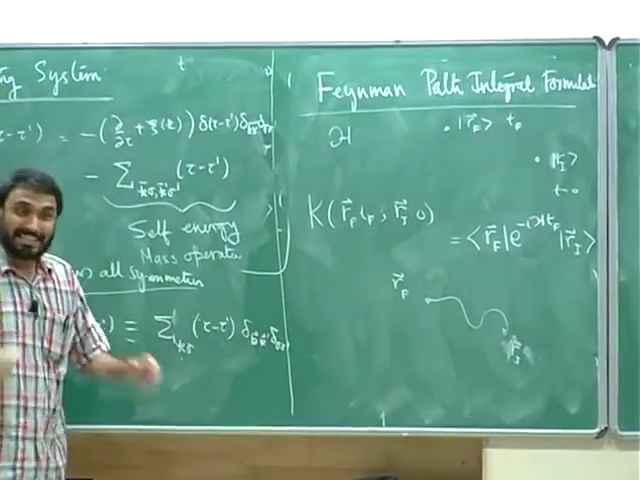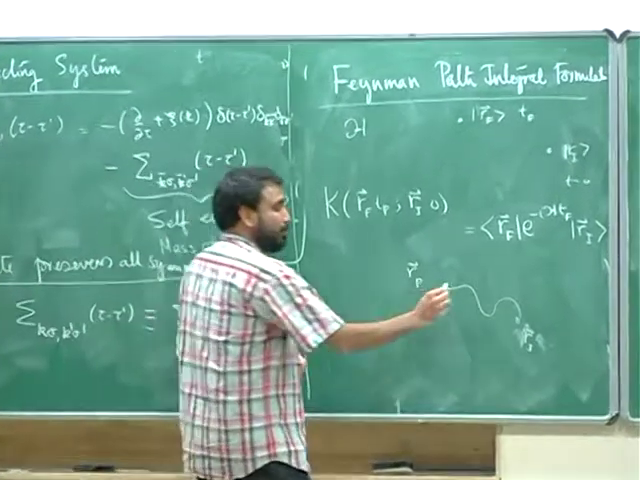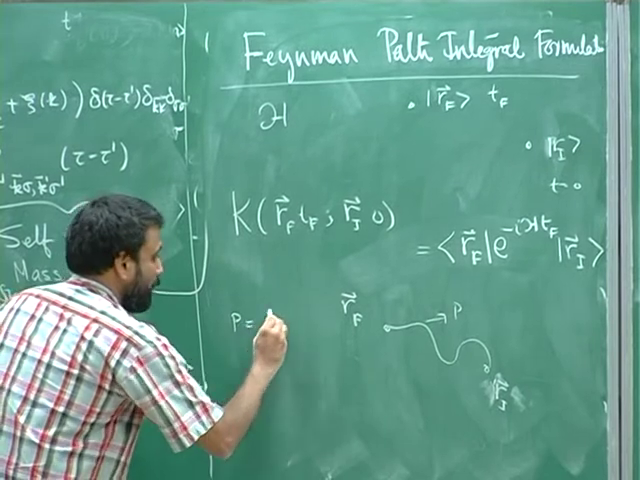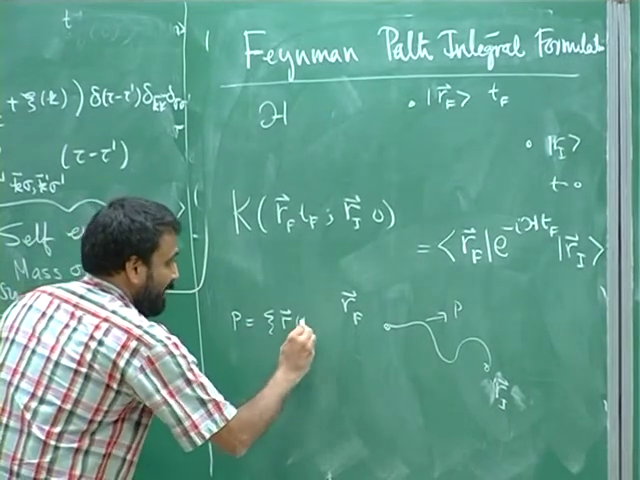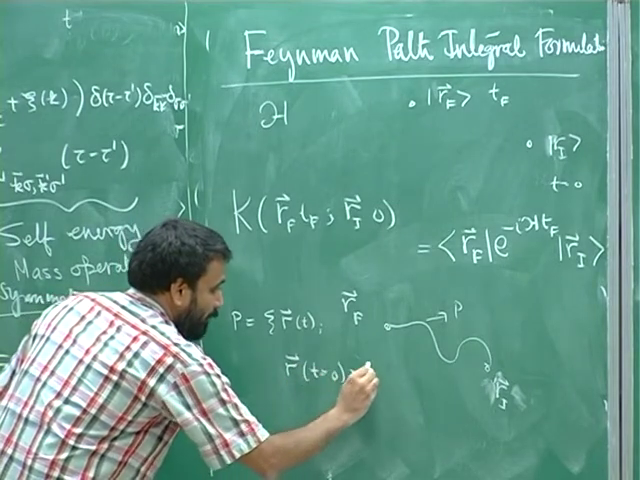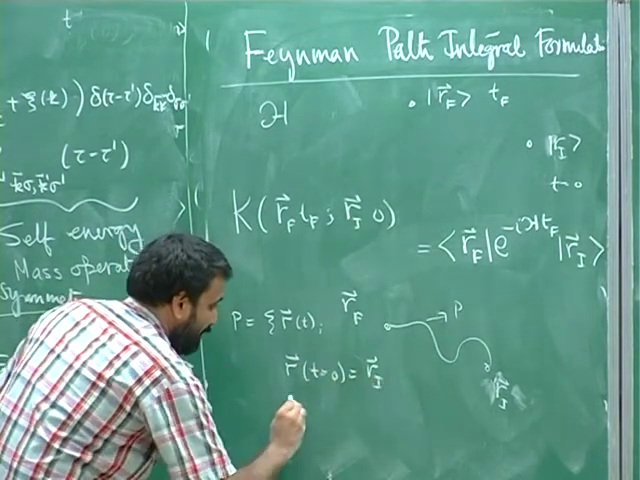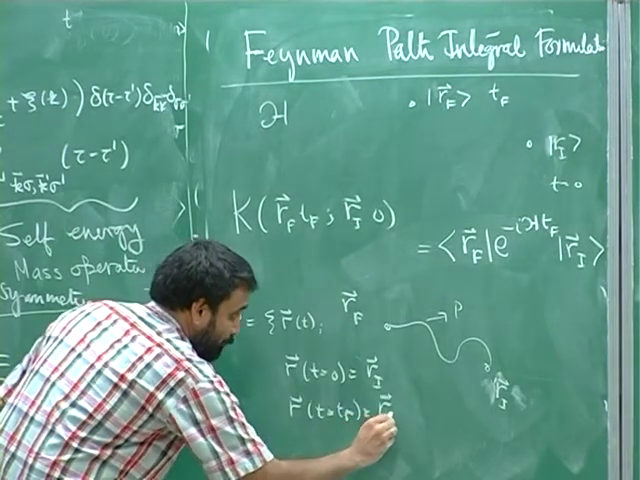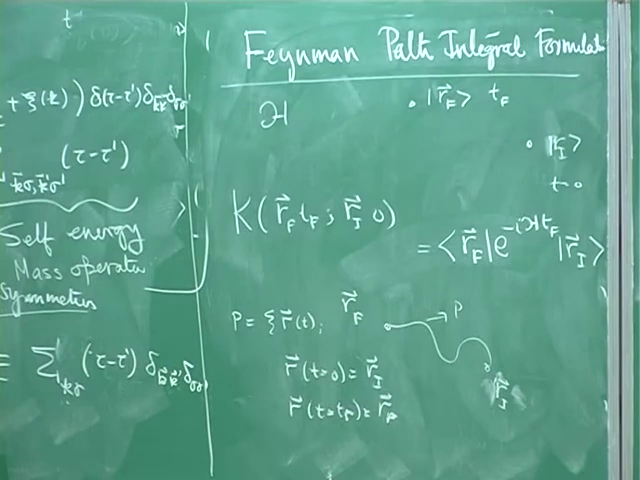All right. And he said that if I call this path P, so P is equal to some function R of t such that R at t equal to 0 is equal to Ri, and R at t equal to Tf is equal to Rf. That's what this is. Okay.